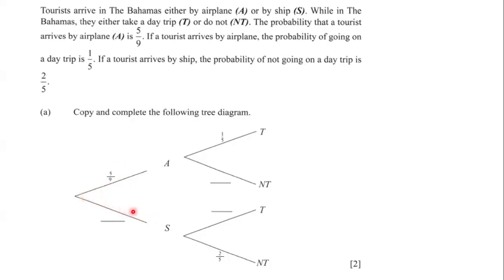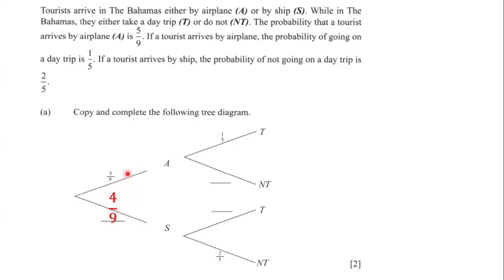And what is the probability that the tourist arrives by ship? Well, if the probability that the tourist arrives by airplane is 5 over 9, then the probability that the tourist arrives by ship is going to be 4 over 9. We know that because 5 over 9 plus 4 over 9 is 9 over 9, and 9 over 9 is 1. These two probabilities must add up to 1, because the probabilities on these lines must add up to 1.